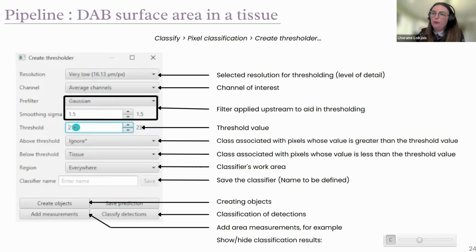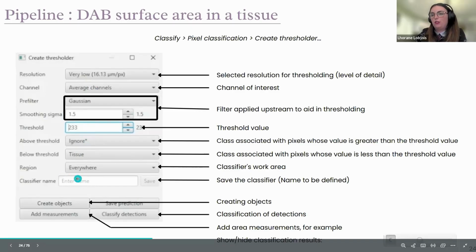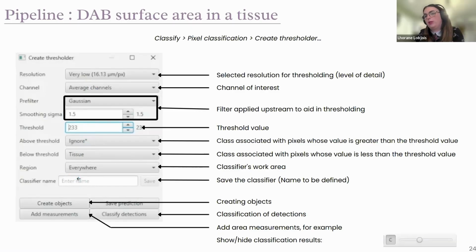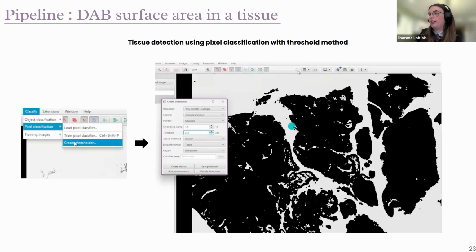The threshold is the value, and it decides which class the pixel will be. On my side, I put below threshold the tissue and above ignore. I know it's not logical, but it's because we work on average channel. If we work on one channel, it will be the contrary. So sorry for that, but it's logical. And thanks to that, you can save it to apply it on all of your images and also create objects if you want. So just here I come back to show you what I have.